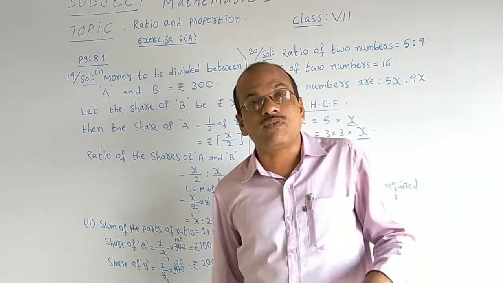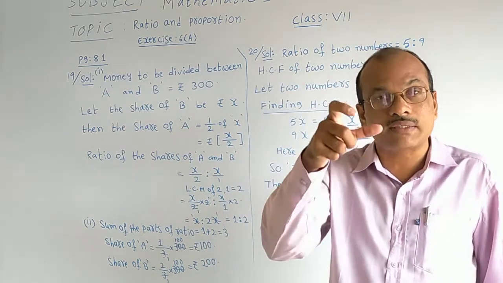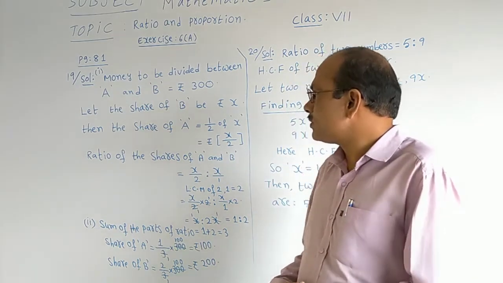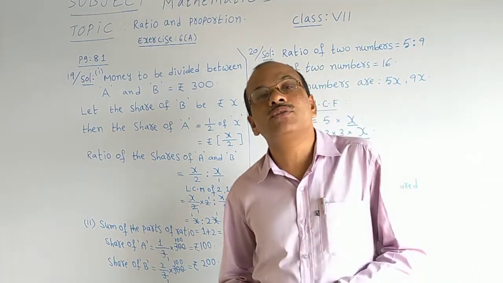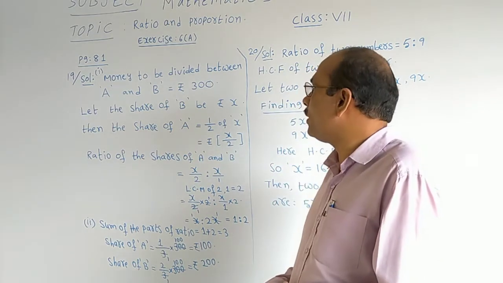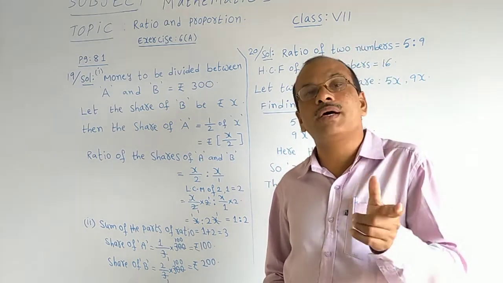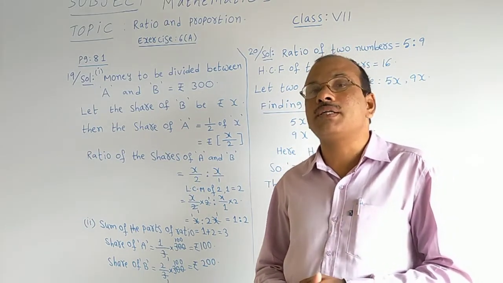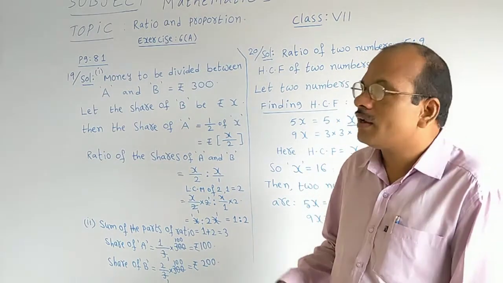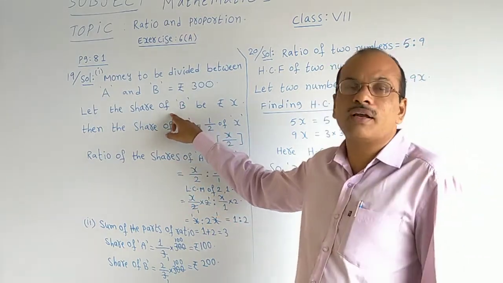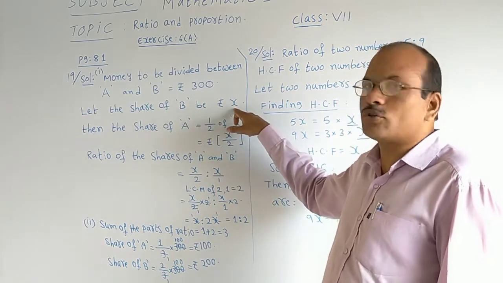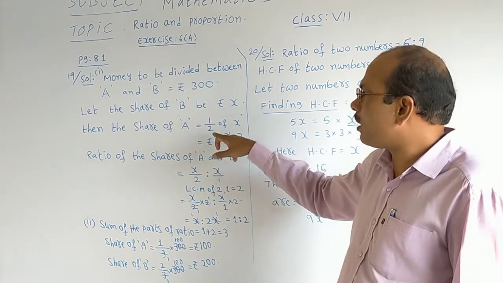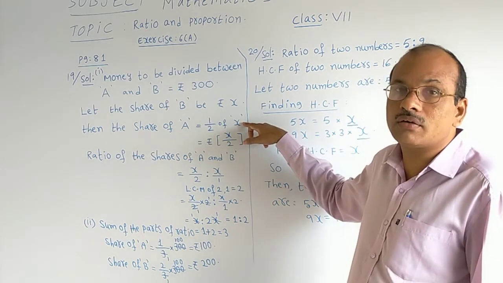Now, let the share of person B be X rupees. Why did I write person B's share first as X? Because in the question they said that the share of A is half of the share of B. The share of person A will be equal to half of the share of person B. That's why I have taken the share of person B first as X rupees. Then the share of person A is equal to half of X.